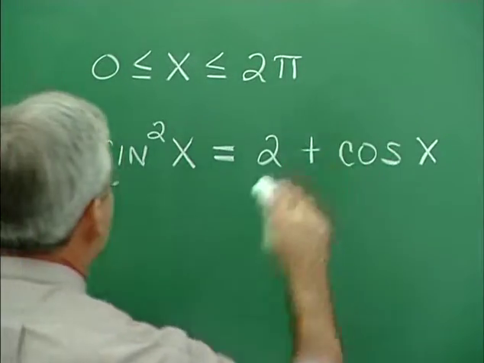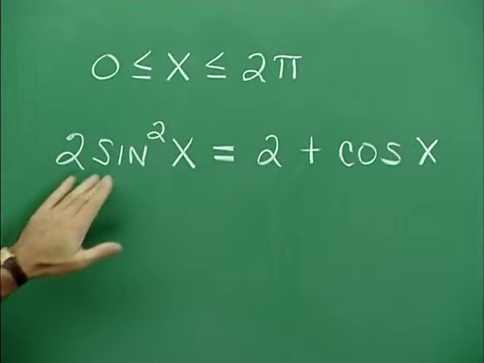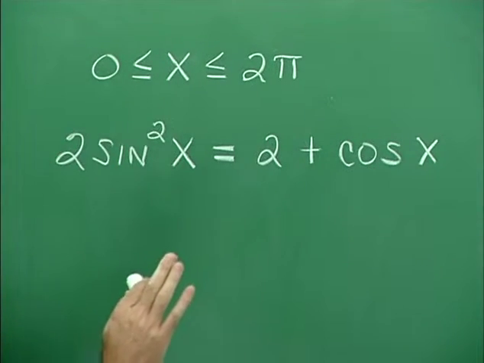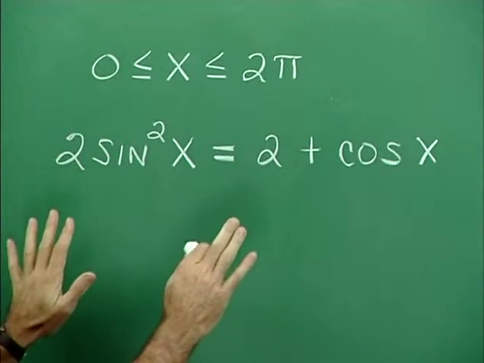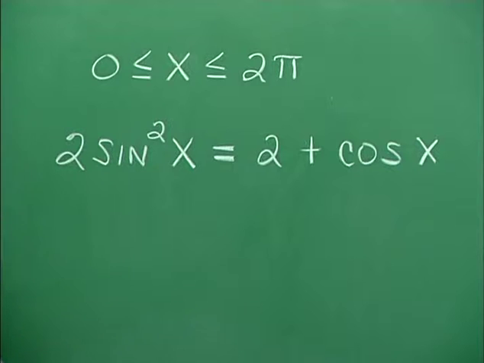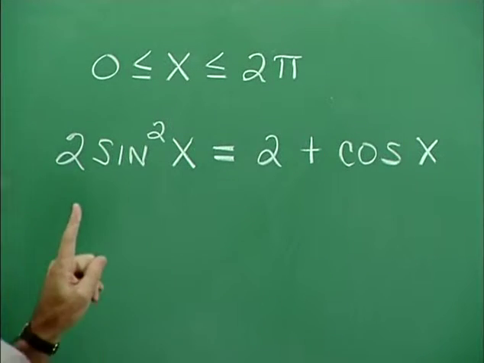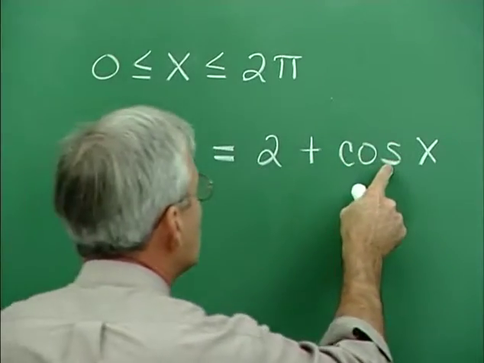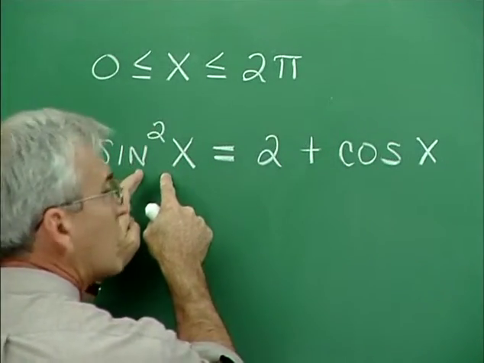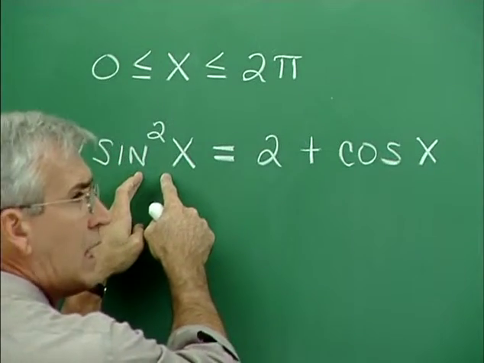All right, now let's consider this problem. We have 2 sine squared x is 2 plus cosine x. Our first order of business is to try to rewrite the equation so that we have only one trig ratio involved. Well, to do that, we have to think in terms of rewriting cosine in terms of sine, or rewriting sine squared in terms of maybe cosine squared.